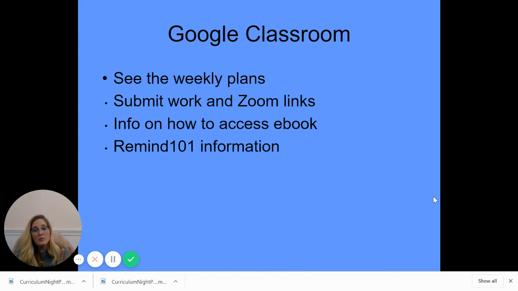The Zoom links are posting beautifully. There's information on there about how to access the ebook. So if there's ever a kink in that, the exact sign-in information is on there. And the Remind 101 information is also posted. I will sometimes send out time-sensitive information, or if we're meeting at a different time that day, I'll remind them via text with Remind 101. Parents can sign up for that, but I don't expect that you want all my messages.